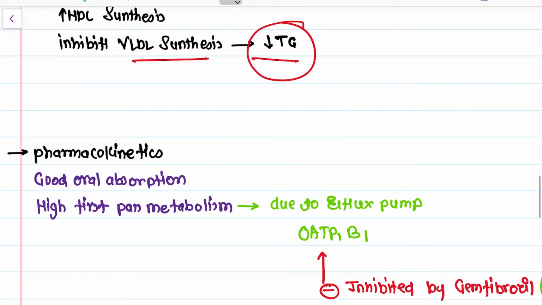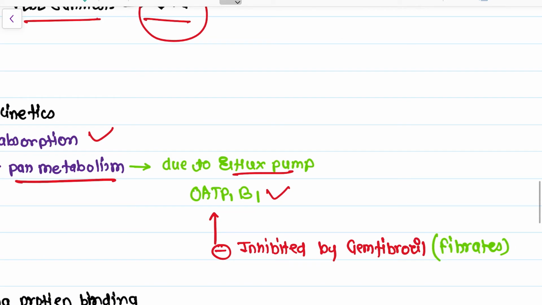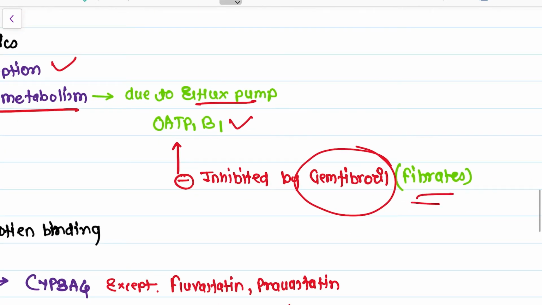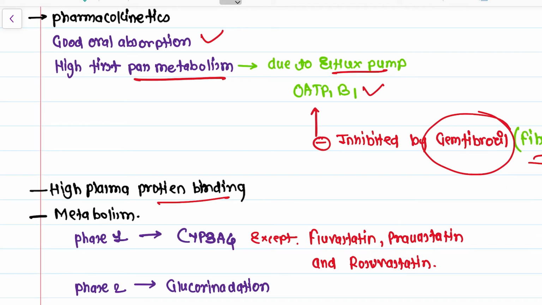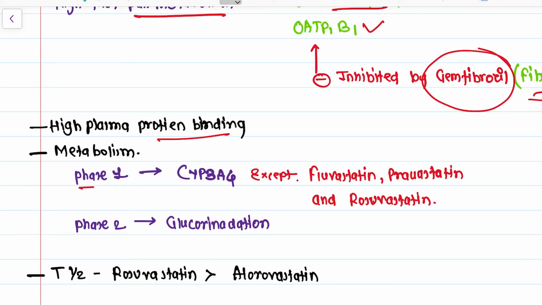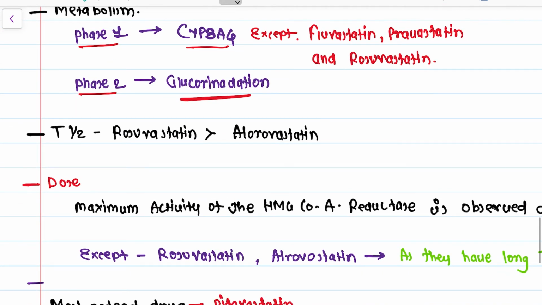Pharmacokinetics. It has good oral absorption, and high first pass metabolism due to the uptake transporter OATP1B1, which is inhibited by gemfibrozil, which is a fibrate. It is also a hypolipidemic drug. High plasma protein binding. Metabolism occurs in phase 1 and phase 2. In phase 1 it is metabolized by the enzyme CYP3A4, except fluvastatin, pravastatin and rosuvastatin. In phase 2 glucuronidation occurs. Plasma half-life: rosuvastatin has a higher plasma half-life than atorvastatin.